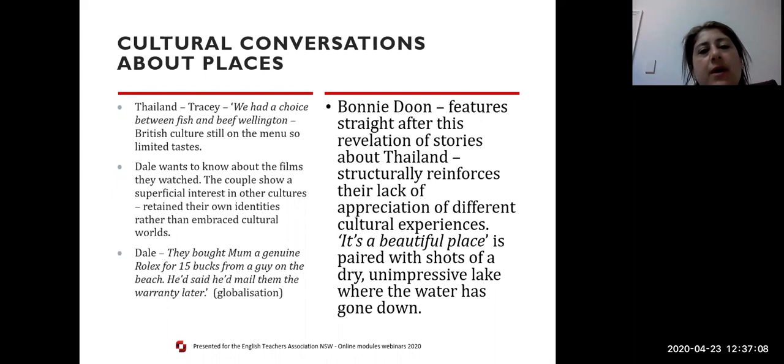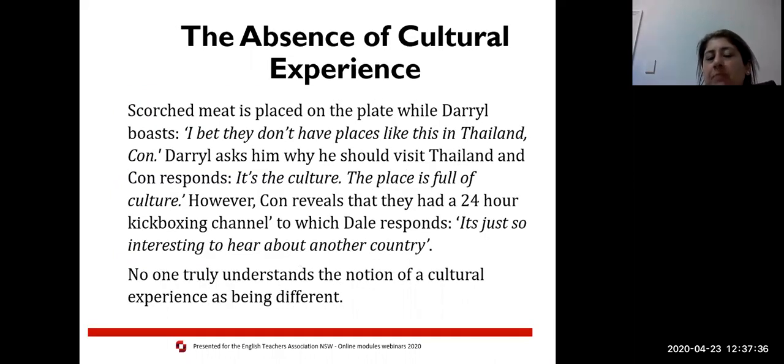The interesting thing about this though is that conversation about Thailand then is followed by Bonnie Doon. And Bonnie Doon is referred to as a beautiful place. But the dialogue contrasts with the images of Bonnie Doon, which looks like a very barren, arid place. The water's gone down, and that's created the ability to inhabit the place. Again, there's power lines, this obsession with the power lines there too. Daryl places scorched meat on the plate. And again, you've got the image contrasting with the dialogue, creating that difference.